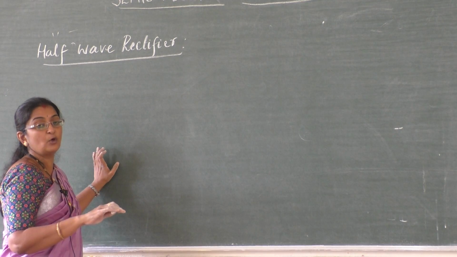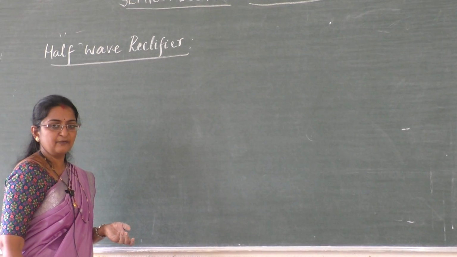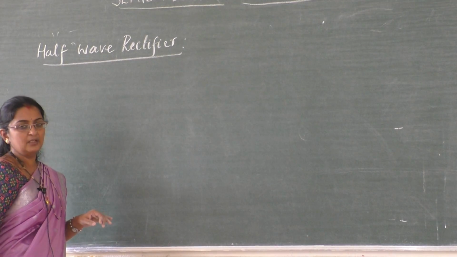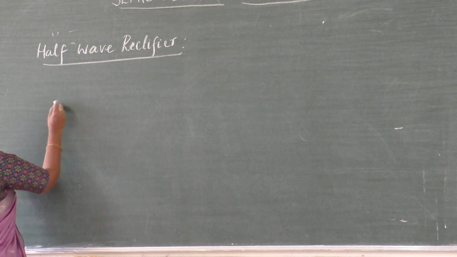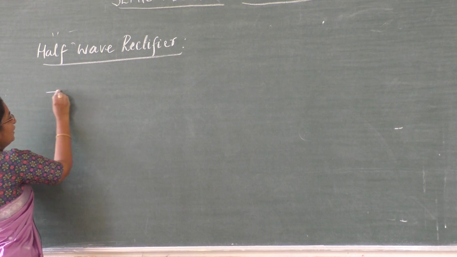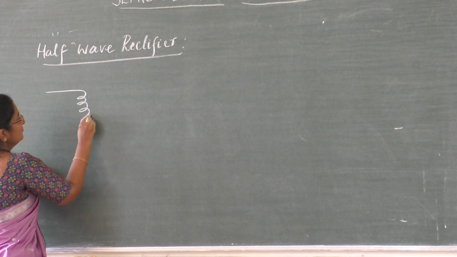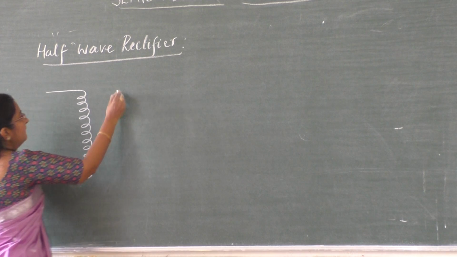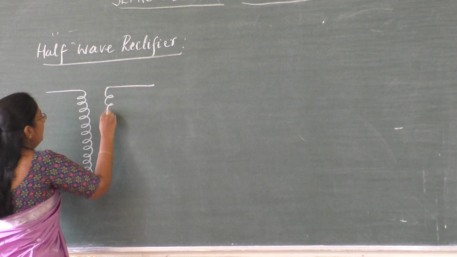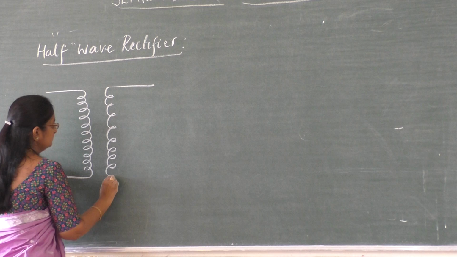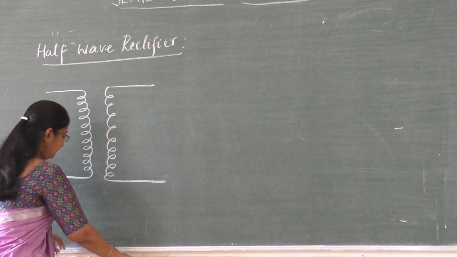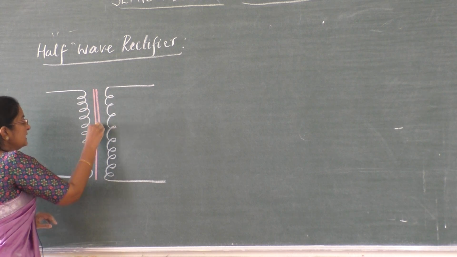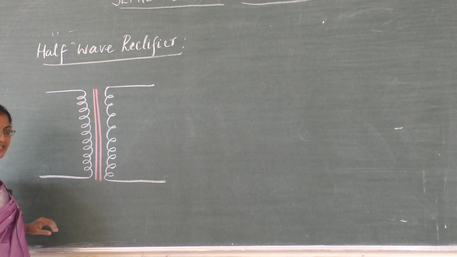Transformer converts voltage from one value to another value. Here the AC voltage is very large, we want a little bit lower value. So for that sake, we are using a transformer, and the symbol for the transformer is: you represent two coils like this, and between these two coils, you draw two parallel lines without touching them.